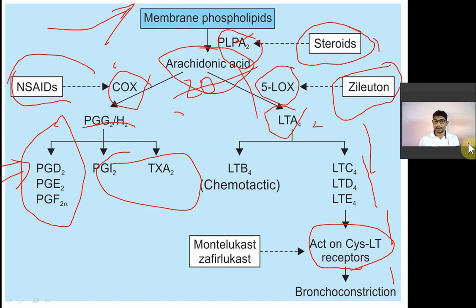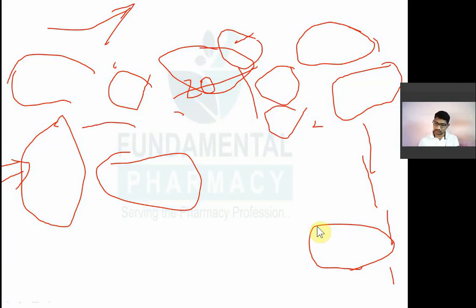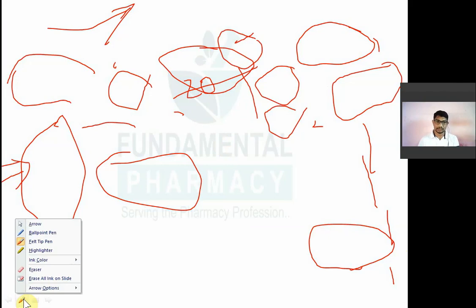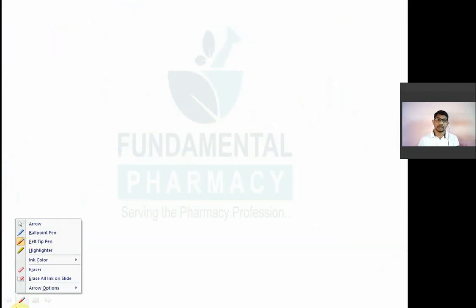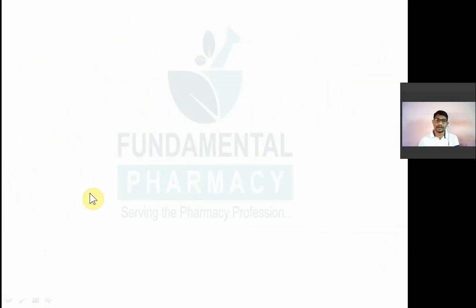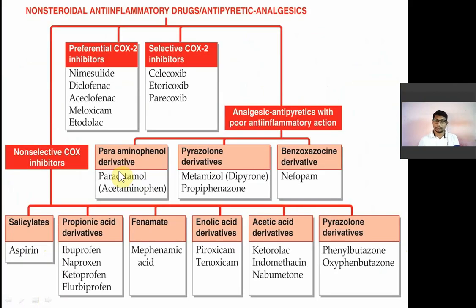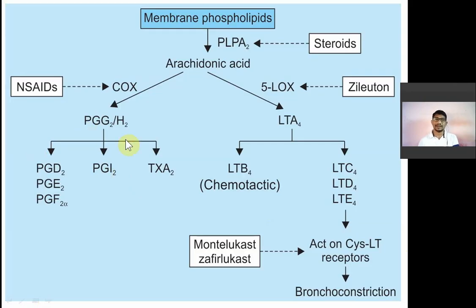So blocking the right hand side of the arachidonic acid pathway is helpful in asthma. Blocking the left hand side of the arachidonic acid pathway is helpful in pain and inflammation. Remember here, when the membrane is damaged, phospholipid is released from the cell membrane. The phospholipid is taken up by the phospholipase A1 and A2 enzymes and converted into arachidonic acid.